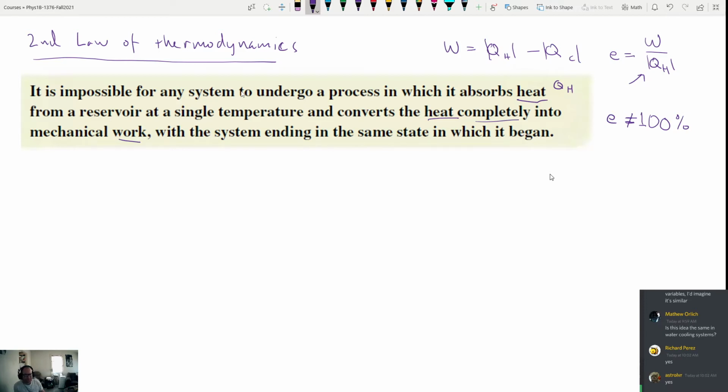Basically the same kind of statement. You can't have a machine that's 100% efficient. You have to be losing energy in some way. So why are you losing energy? You're losing energy because all known thermodynamic processes are irreversible.